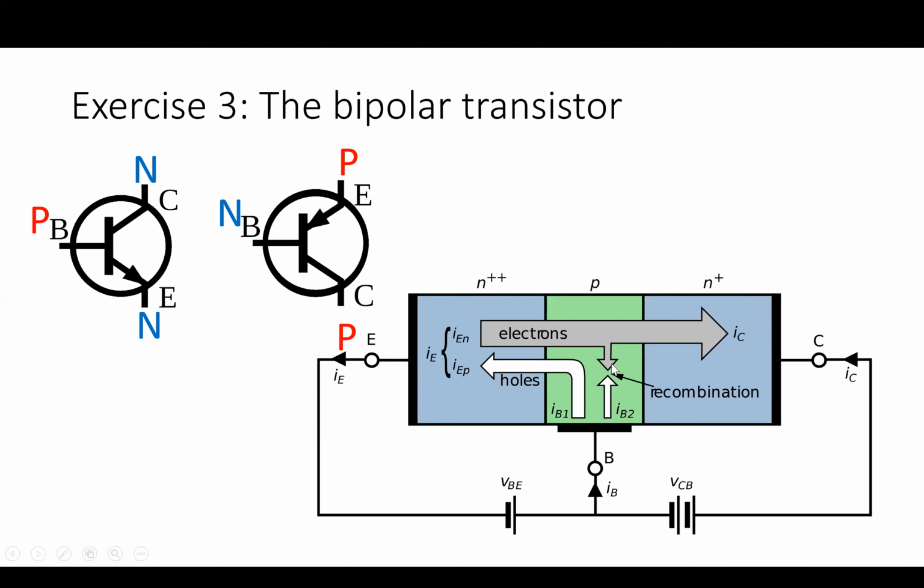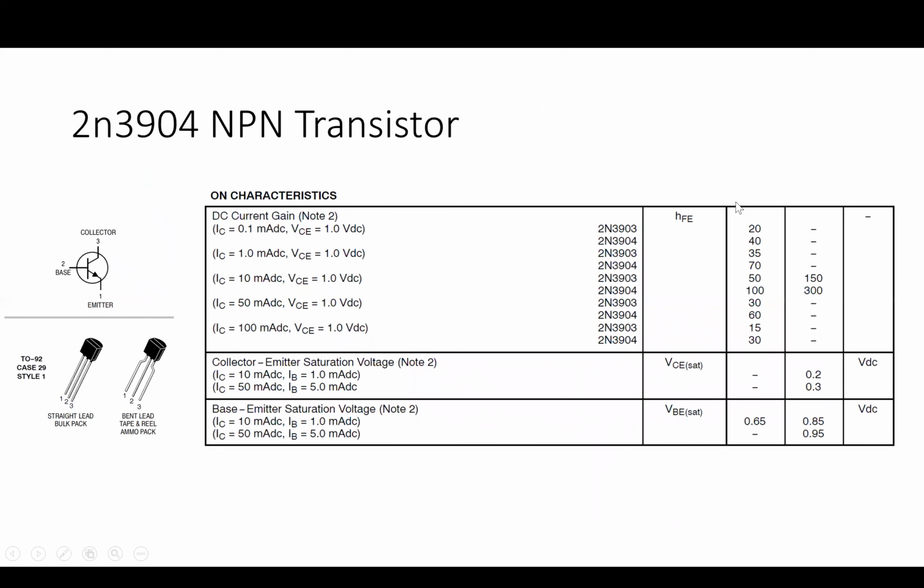The only way that base current flows is if some of these electrons recombine with holes, and so a very small base current can correspond to a very large current between the emitter and collector. The ratio of these two is called the DC current gain, and it's given the parameter value HFE. So the DC current gain depends on the voltage across the collector and emitter and the current. Here it is 1 volt between the collector and the emitter at 1 milliamp DC, and for the 3904 you can see 70 is typical.